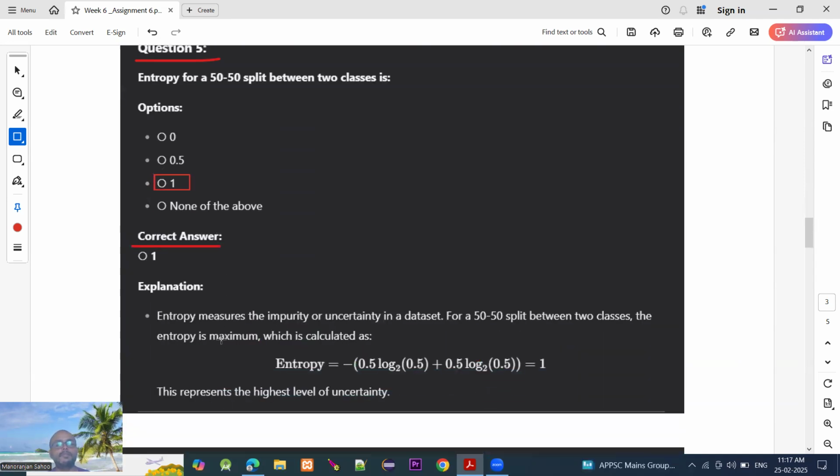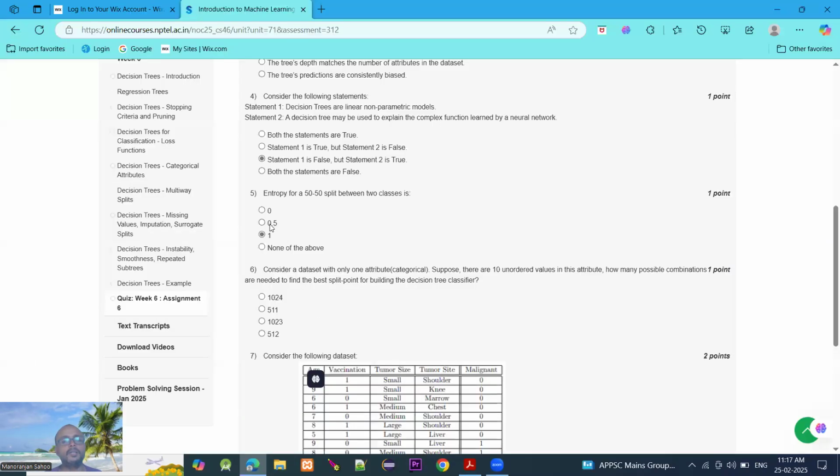Because entropy measures the impurity or uncertainty in a dataset. For a 50-50 half-half split between two classes, the entropy is maximum, calculated as entropy equals minus 0.5 log2 0.5 plus 0.5 log2 0.5, which equals 1. This represents the highest level of uncertainty, that's why we choose 1. Clear? So for question 5, option C is the right answer.